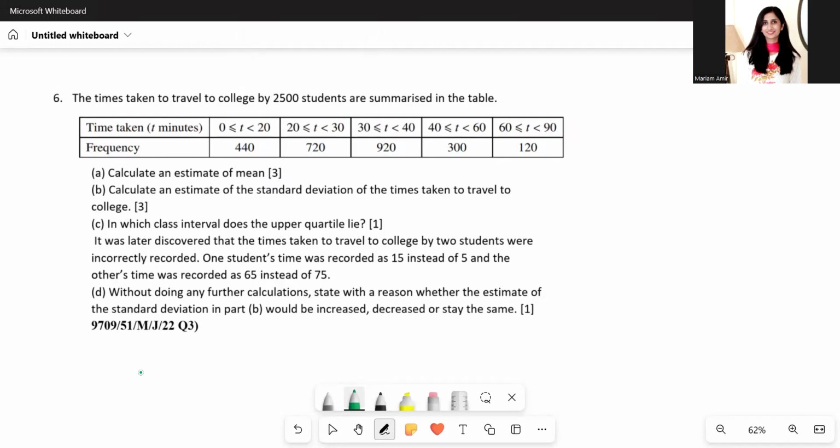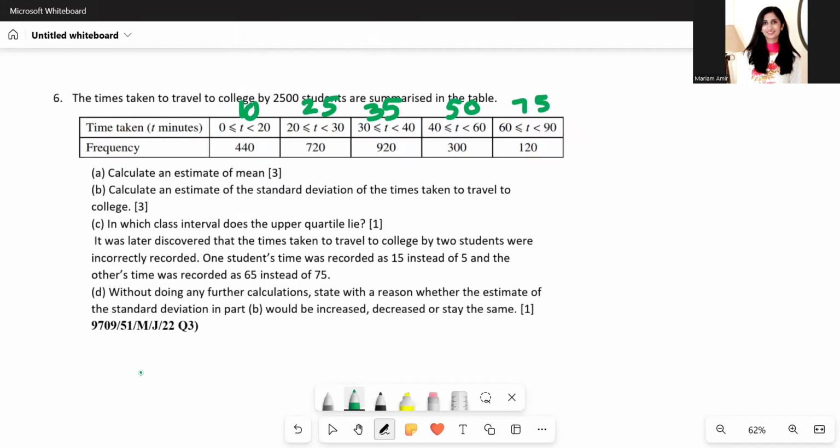So for the mean, we multiply the mid values here with the frequencies. The mid value for 0 to 20 is 10. Then it's going to be 25, 35, 50, and 75, I believe.